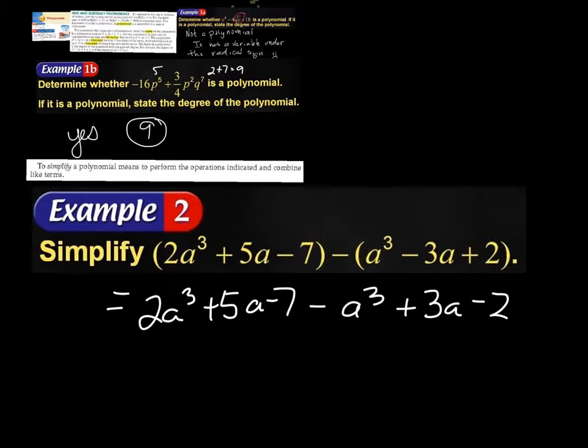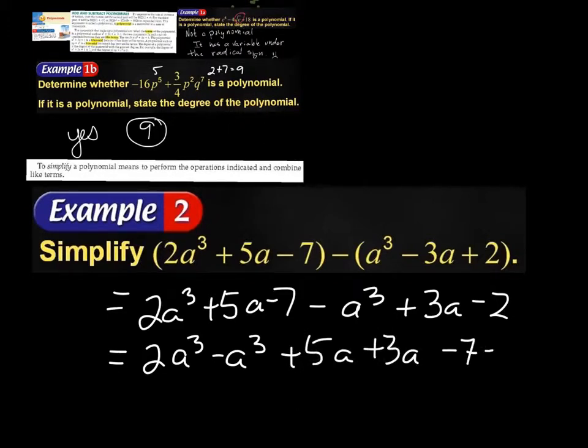Now, if you like, it's nice to use the commutative property and sort the like things together. So I have 2a cubed minus a cubed plus 5a plus 3a minus 7 minus 2. And then you can add and subtract. 2a cubed minus 1a cubed is 1a cubed. We don't normally write the 1. 5 plus 3 is 8. And negative 7 minus 2 is negative 9. Notice when we are combining like terms, the coefficients are the only things that change.